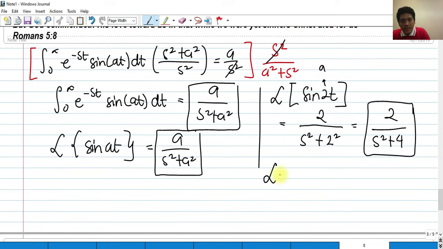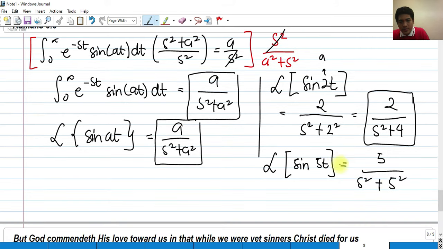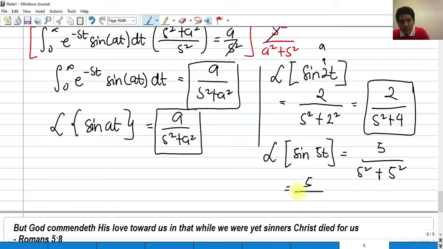How about the Laplace transform of sine, let's say, 5t? So we have again 5, because that's our a, over s squared plus a squared, which is 5 squared. So we have 5 over s squared plus 25. So that is our Laplace transform.